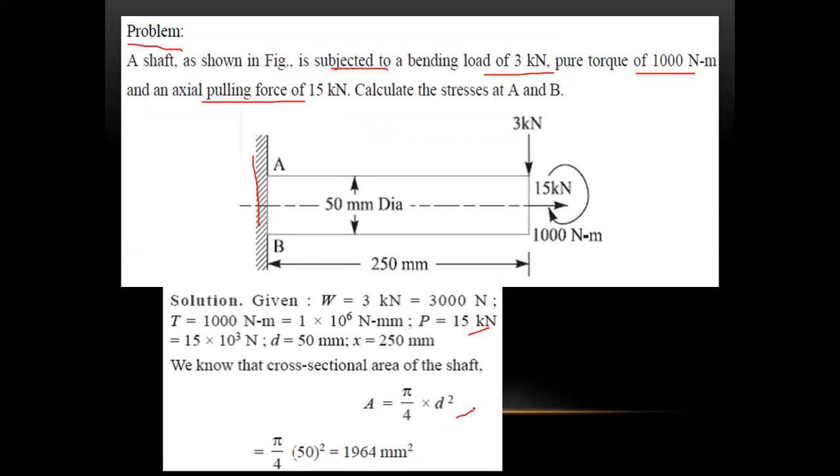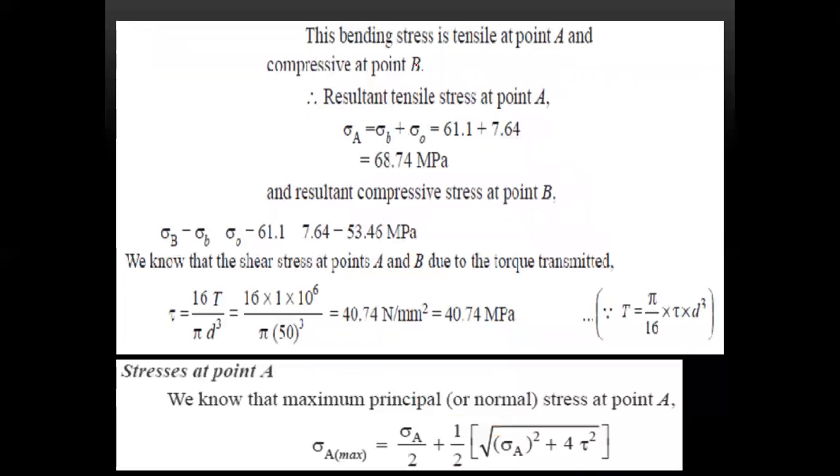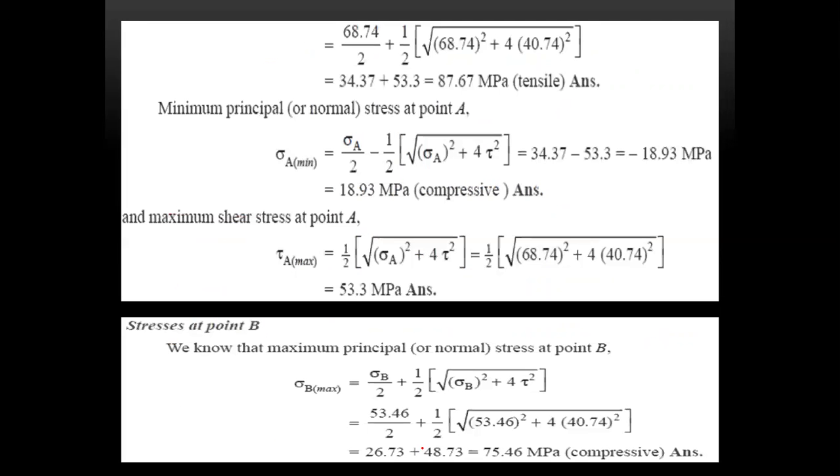First find the area. Then find the tensile stress. Bending moment at the points A and B, section modulus, and bending stress at A and B. So the bending stress is tensile at point A and compressive at B. The resultant tensile stress at A is equal to this one, and the resultant compressive stress at B is equal to this one. Therefore, the shear stress at points A and B is tau equal to 16 T by pi d cube. Then the stresses at point A is equal to this formula. Applying this formula, we are getting the values.